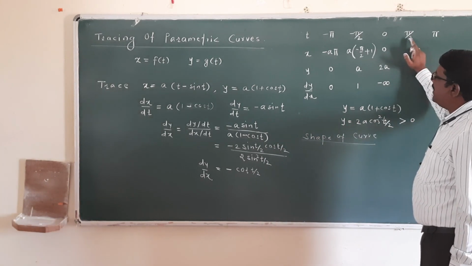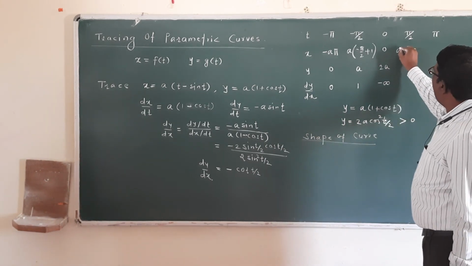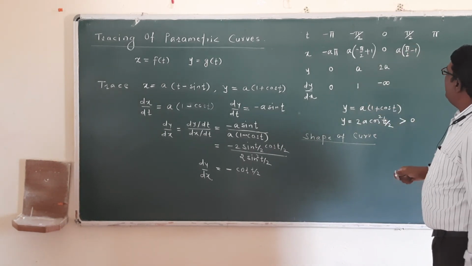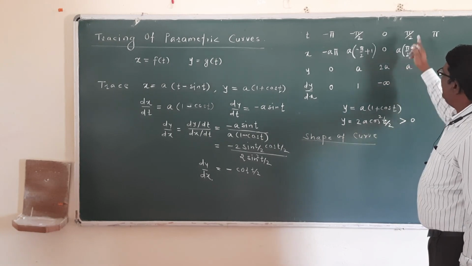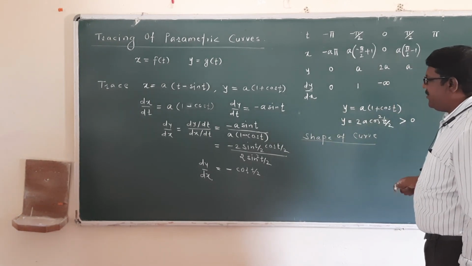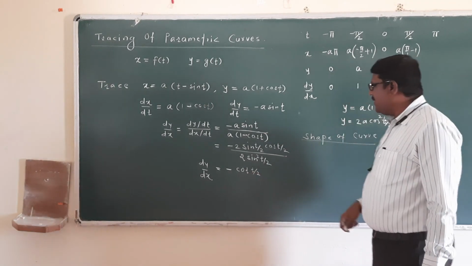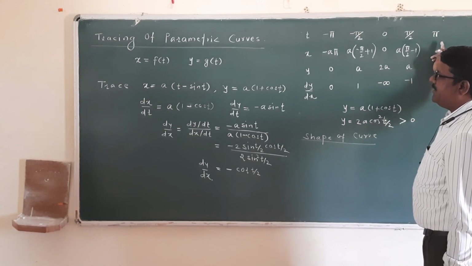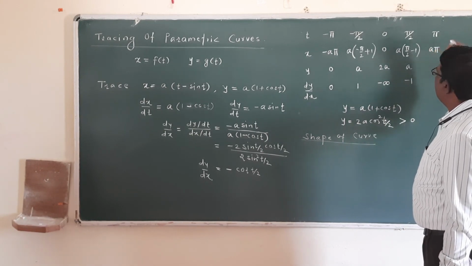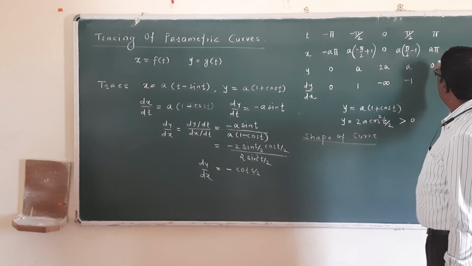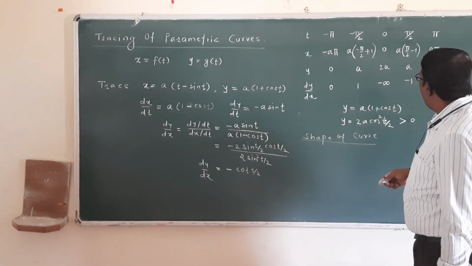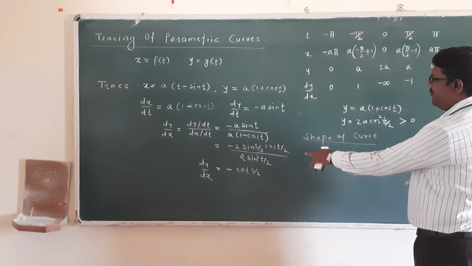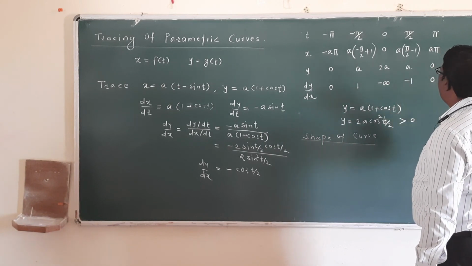Next, when t is pi by 2, what is the value of x? It is a into pi by 2 minus 1, and the value of y is a, and the value of dy by dx when t is pi by 2 is cot pi by 4, and it is minus 1. When t is pi, the value of x is a pi. The value of y is 0, and the value of dy by dx when t is pi is cot pi by 2, which is 1 upon tan pi by 2. So this is minus 0. So that is 0. Okay.